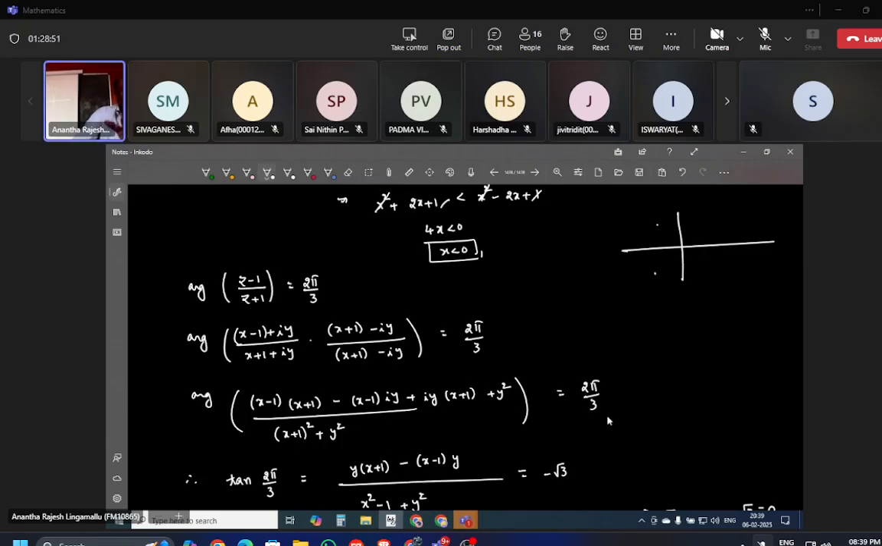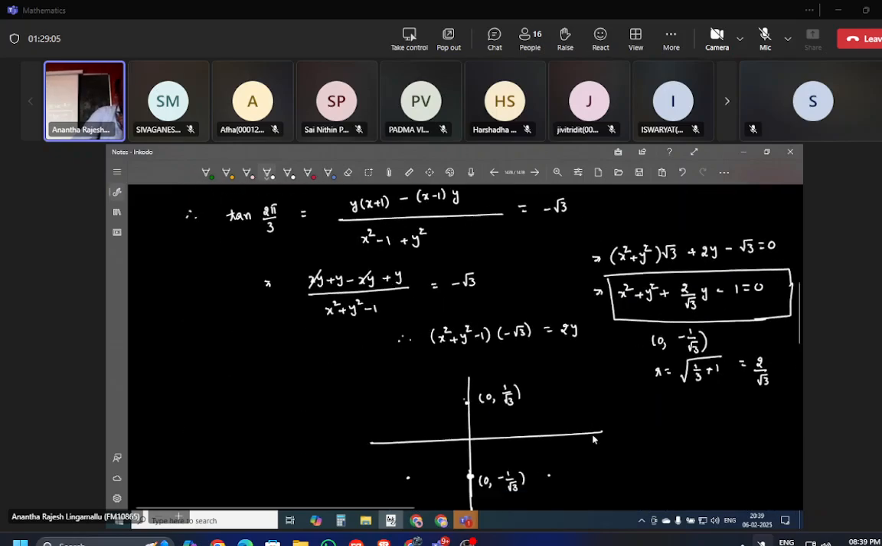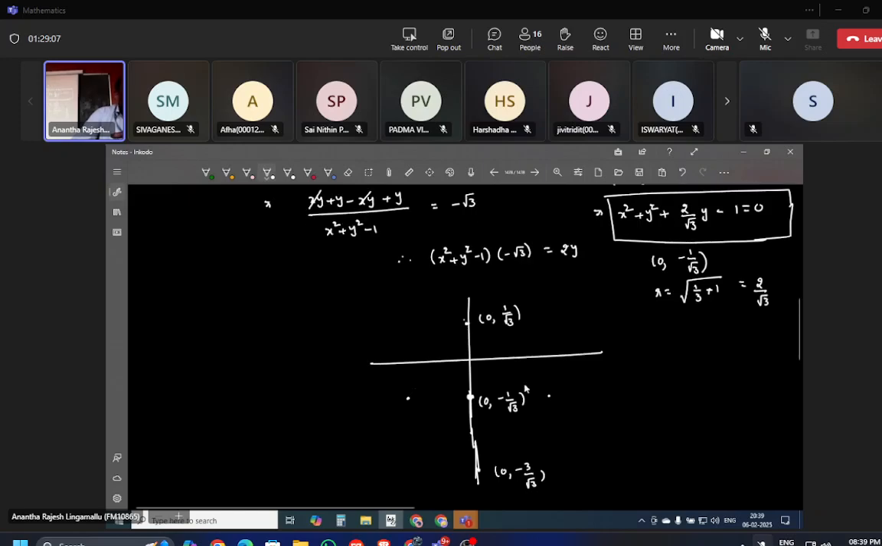The circle radius is 2 by root 3, okay. But they said it is lying only in the third quadrant. Wrong. It is lying in second and third. The circle is lying in all the quadrants. This is the circle, no? Here any problem? If you get only half circle, then either third or fourth.